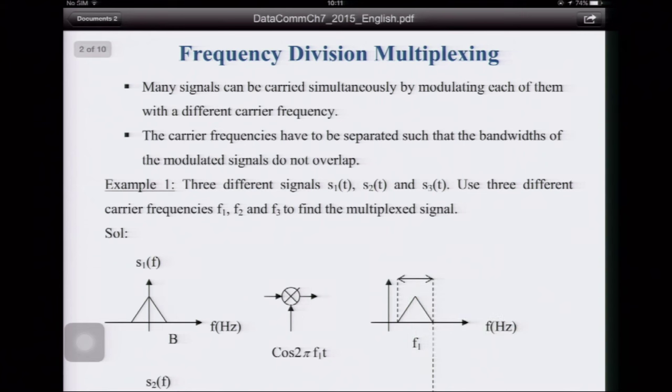In this case, many signals can be carried simultaneously, at the same time, by modulating each of them with a different carrier frequency. So they are centered at different frequencies. You can combine them without overlapping, and then they can be transmitted in the same link. The carrier frequencies have to be separated enough, far enough so that the bandwidths of the modulated signals do not overlap.